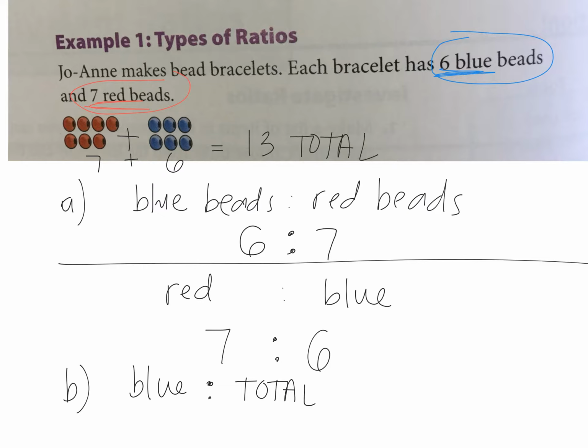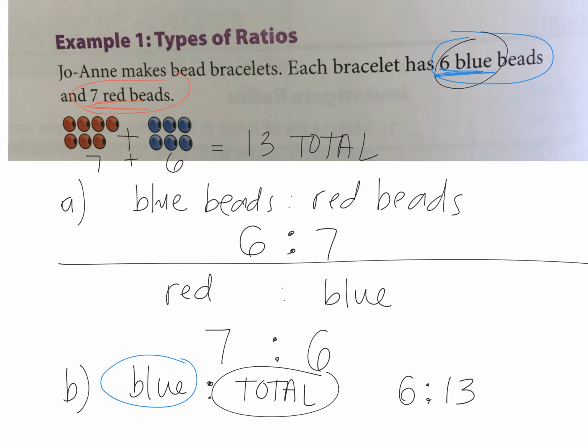So what would the ratio be of blue to total? How would I write that? How many blue beads are there? 6. And how many total beads are there? 13. Okay, pretty simple. Can you write a ratio any other way?